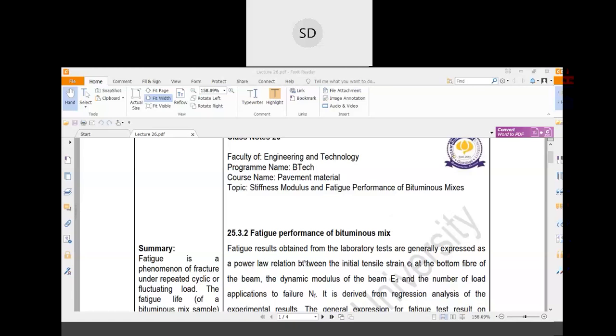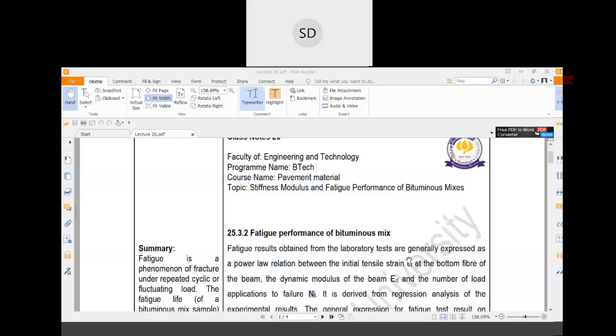Fatigue results obtained from the laboratory test are generally expressed as a power law relation between the initial tensile strain at the bottom fiber of the beam, the dynamic modulus of the beam, and the number of load applications to failure, NF, which is nothing but the load repetition.